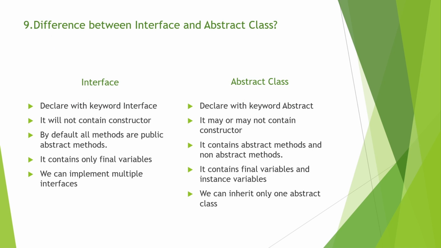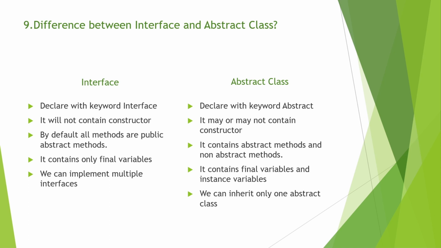Difference between interface and abstract class? Interface. Declare with keyword interface. It will not contain a constructor. By default, all methods are public abstract methods. It contains only final variables. We can implement multiple interfaces.